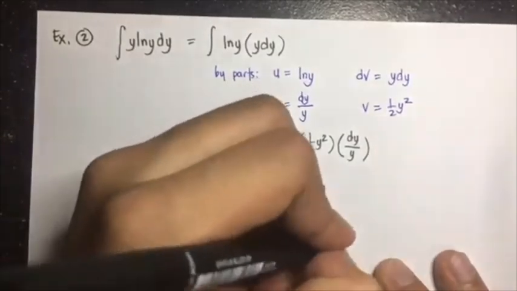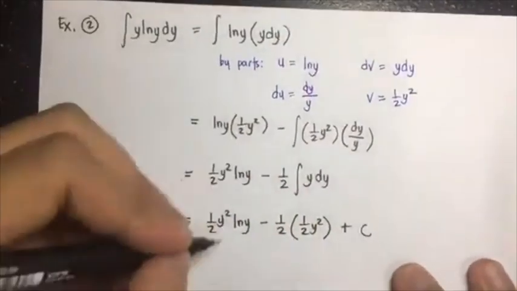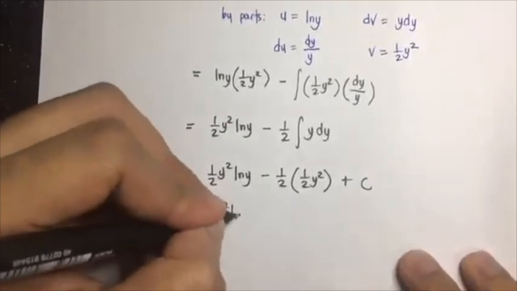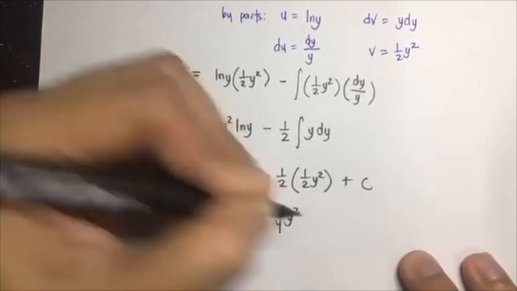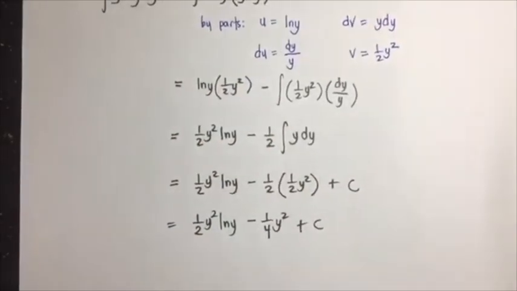Okay, since we've done integrating, plus c. So therefore, the final answer is 1/2 y squared ln of y minus 1/4 y squared plus c.